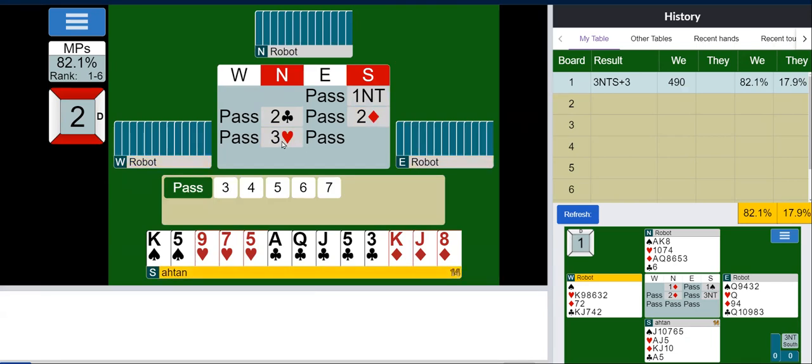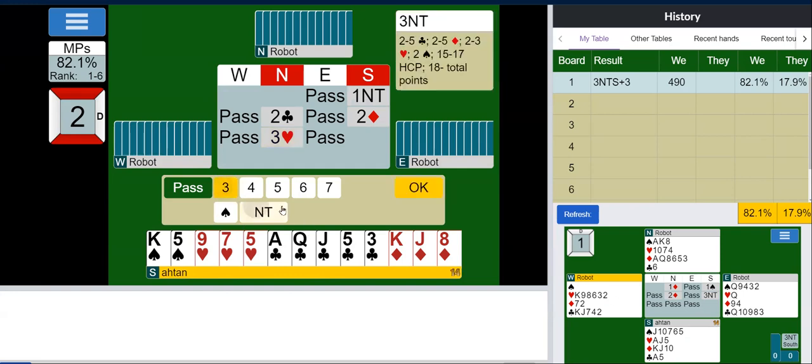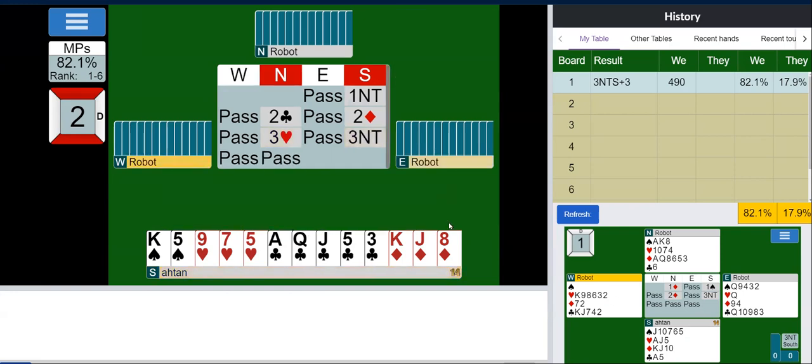Okay, so this is what they call a Smolen. Four hearts and five spades. No fit still, but a nice cover for my major suits, so I'm going to just bid three no trump.